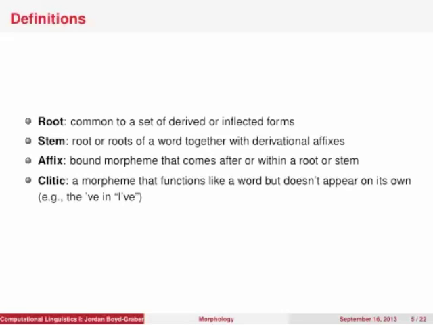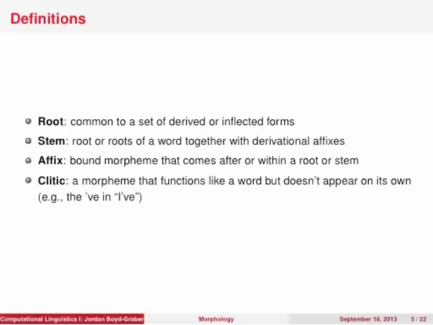So there are a lot of words that we use when we talk about morphology. Root is common to a set of derived or inflected forms, and stem is a root of a word together with any of its derivational affixes. So you keep as much as you need to preserve its meaning. Affixes are bound morphemes that come after or within a root or stem. So this is something that is bound or connected to another morpheme within a word, and somehow changes the meaning.